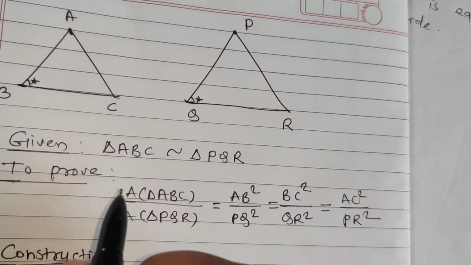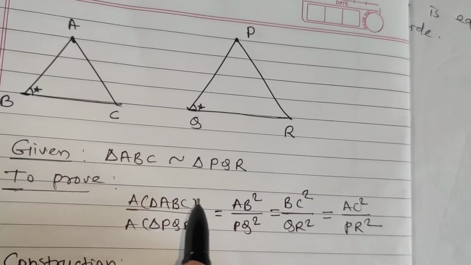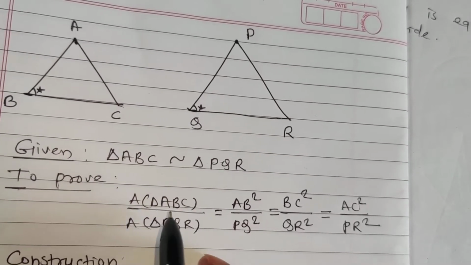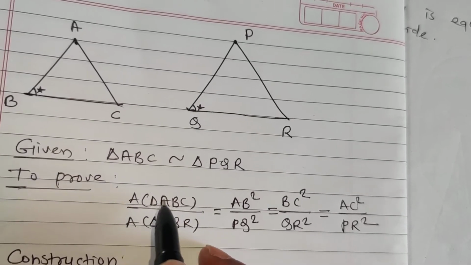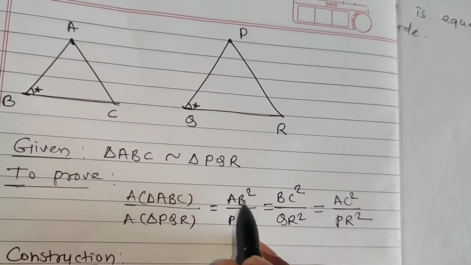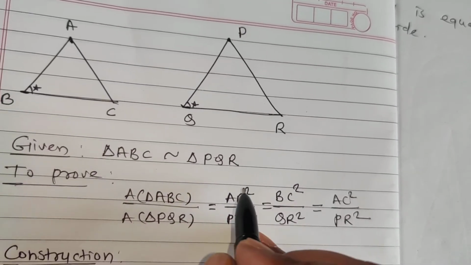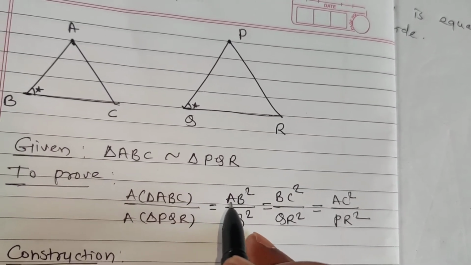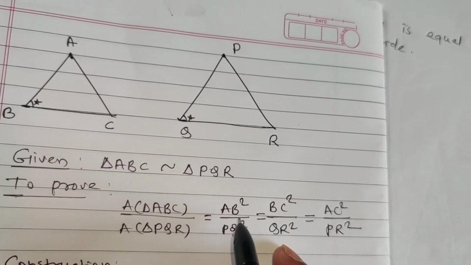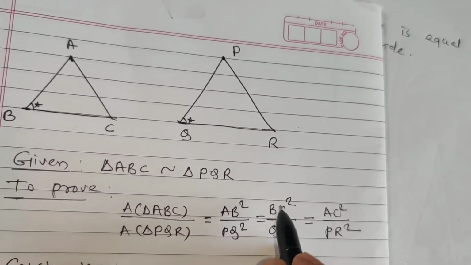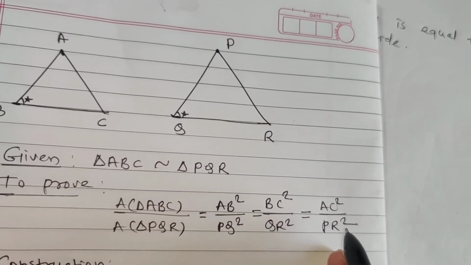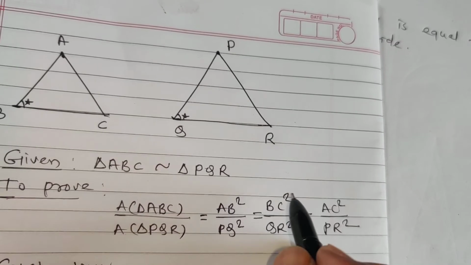To prove: what we have to prove is the ratio of areas of these two similar triangles, that is, area of triangle ABC upon area of triangle PQR is equal to the ratio of squares of the corresponding sides, meaning AB square upon PQ square, or BC square upon QR square, or AC square upon PR square. Any of these statements we have to prove.